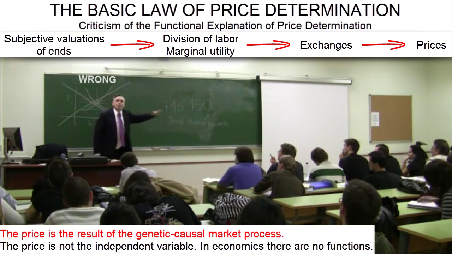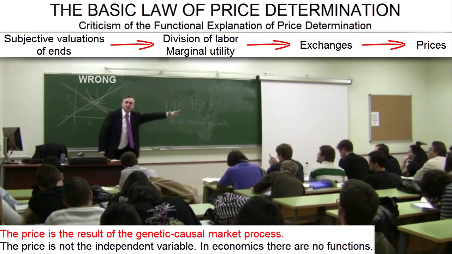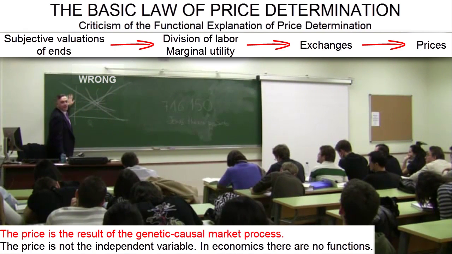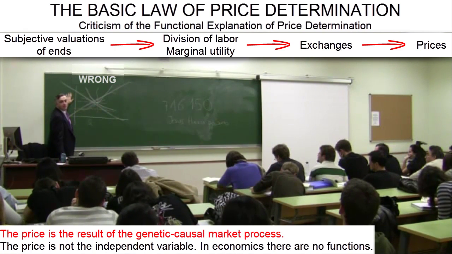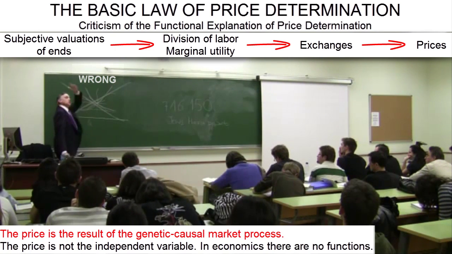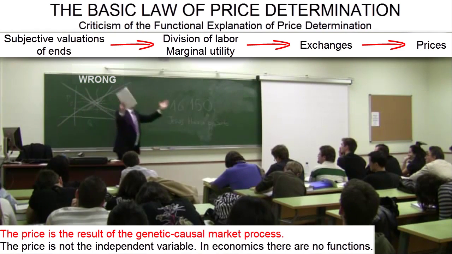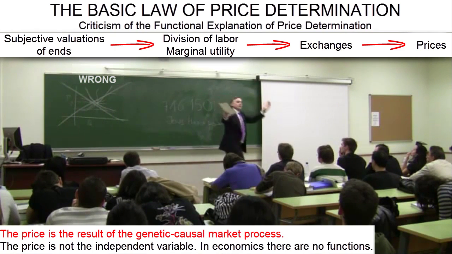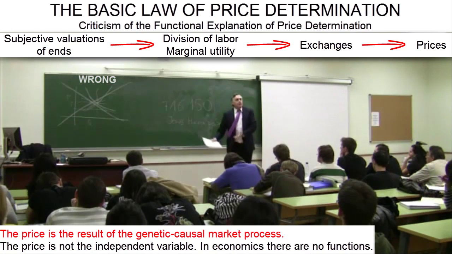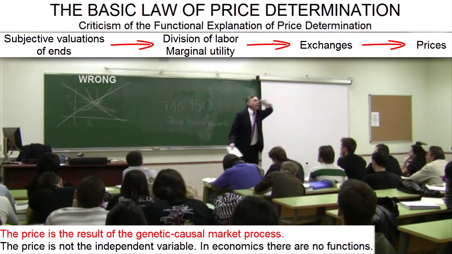In contrast, here the price is presented as the starting point. That is, here the price appears as the independent variable which determines everything. And that is not the case. It is not that prices mysteriously rise and fall as if by magic, and nobody can explain why. And if they go down, we buy more, and if they go up, we buy less. It's the other way around.